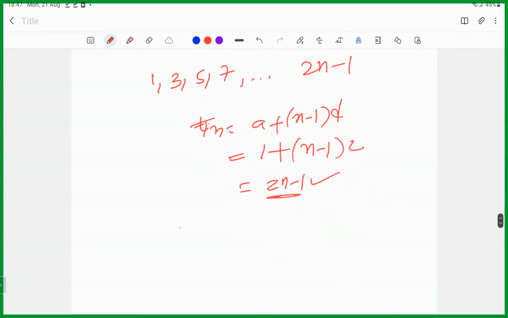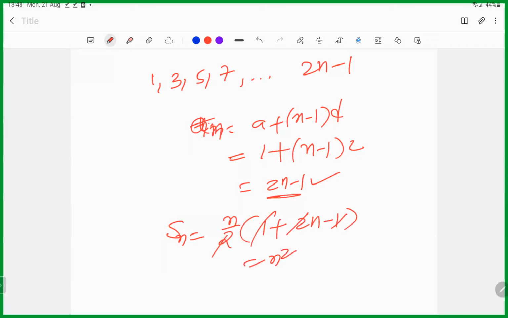So what will be the Sn? Sn equal to... Tn is the nth term. Yeah, Tn or An. So I keep An. Okay. So An equal to a plus n minus 1 into d. So Sn equals n by 2 into a plus l, right? 2a minus 1... n square. Venkat? Clear? Clear?